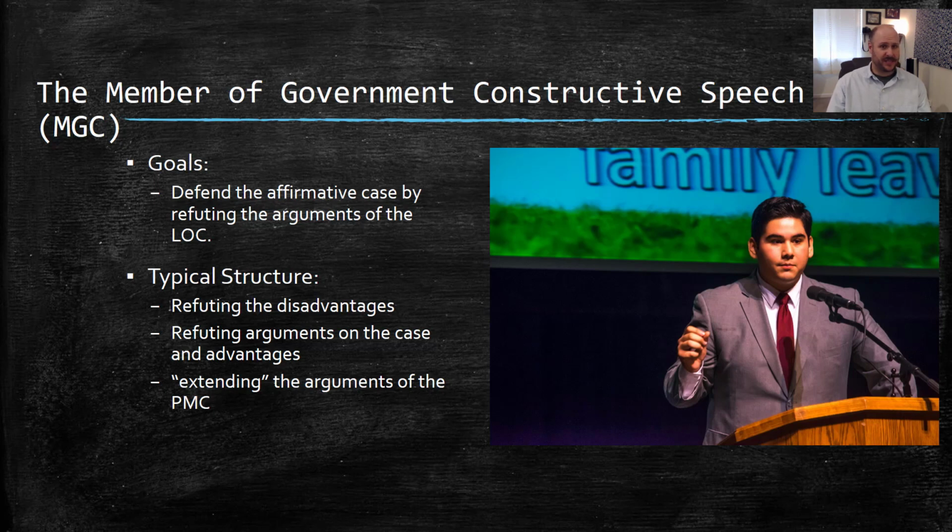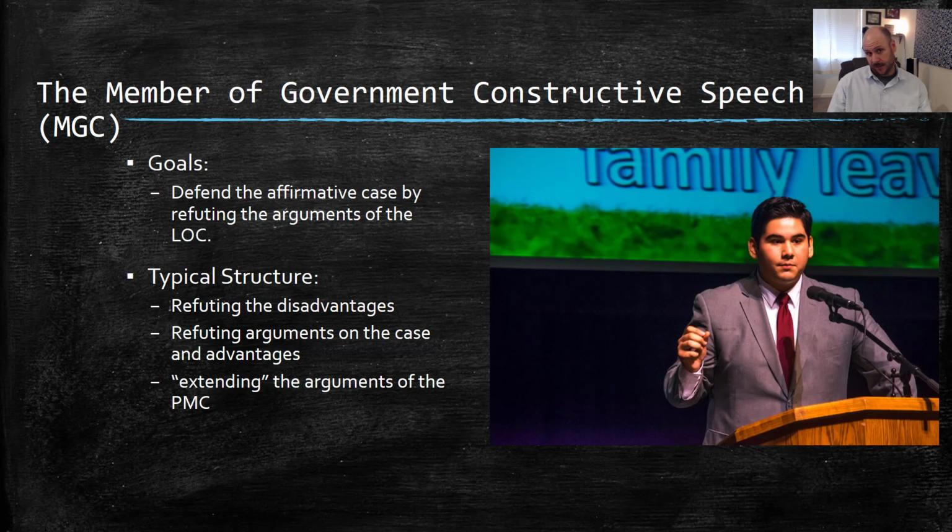Typically, the structure of this is going to involve starting by refuting any disadvantages, again, using that case refutation structure that we talked about previously, such as making non-unique arguments, no link, no internal link arguments, no impact arguments, or turn arguments on the impacts or on the links or internal links. Again, remember, don't make too many turns, because if you double turn yourself, that can cause a problem as well.